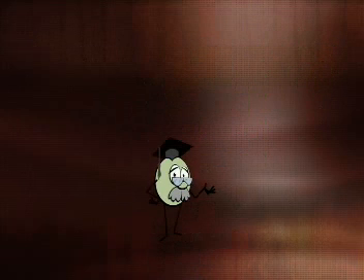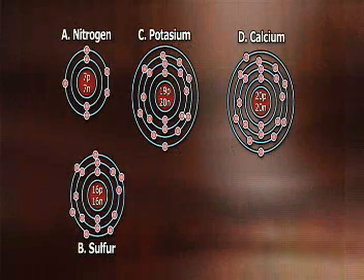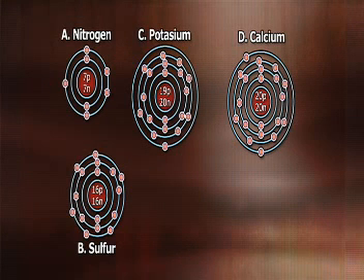Time's up. Let's get back to our lesson. Welcome back, students. Let us compare our model diagrams to see if they are accurate. Here are the diagrams for nitrogen, sulfur, potassium, and calcium. Look closely, students. Do your diagrams look the same? If so, excellent job.